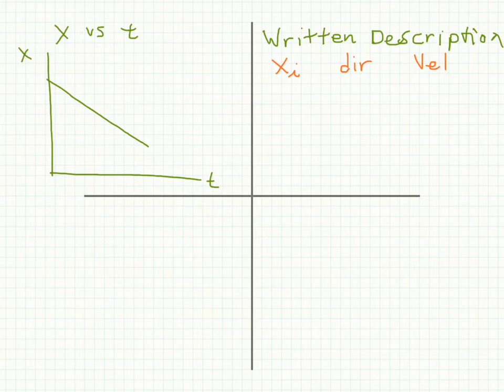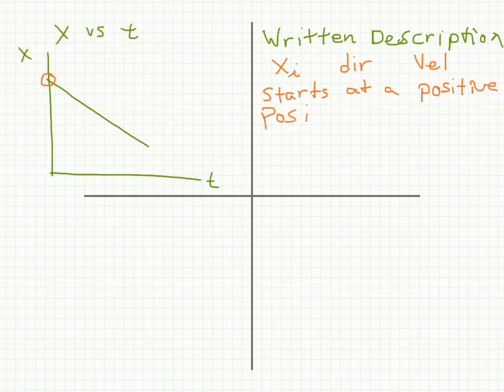Alright, so since starting position is one of the things, it's probably the best place to start. So the object starts at, we could describe the starting position in this case as some positive number. It is a positive value. Starting position is up here, somewhere up on the graph. Now again, I'm describing the graph, but where the object would start would be at some positive position. So the object starts at a positive position.